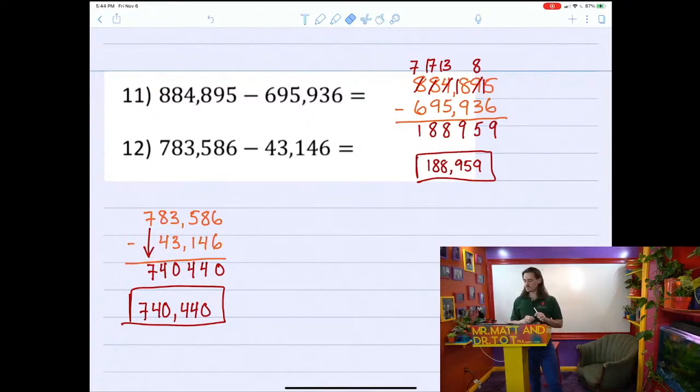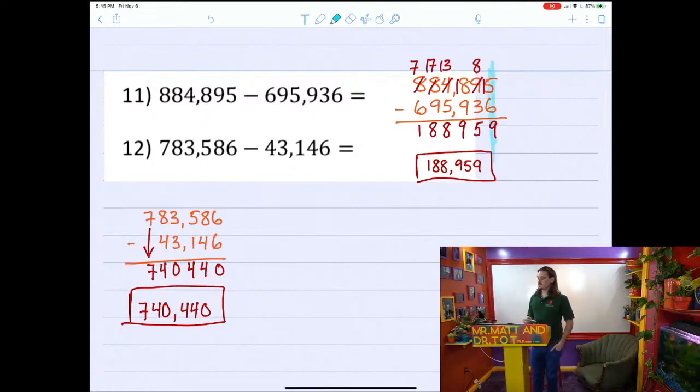Okay, so number 11, 884,895 minus 695,936. If we line those values up vertically, then we can't take 5 from 6, so we have to regroup from the 9, making it into an 8, and turning the 5 into a 15. 15 minus 6 is 9, so that's where I'm at right there.